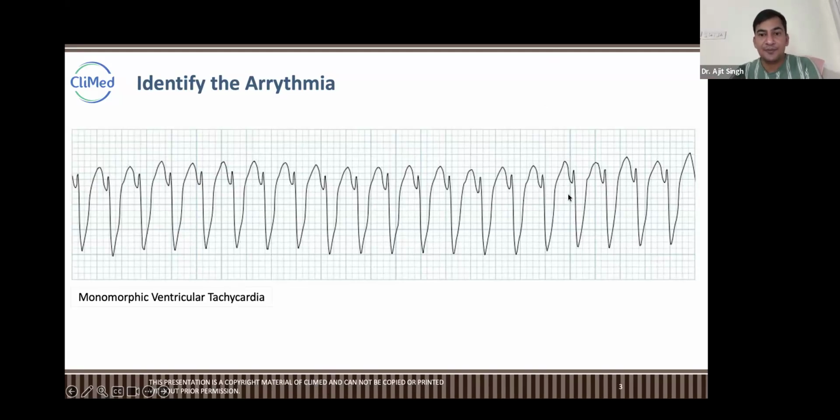First, tell me, is there any P wave in this? No P wave. Okay. Absence of P wave. Wide QRS complex. No P waves. Okay. Wonderful. Wide QRS complex, no P waves.